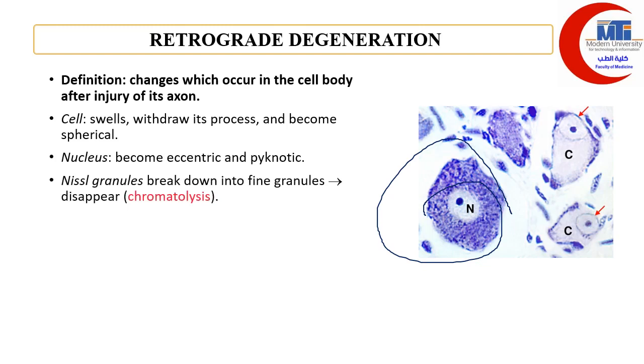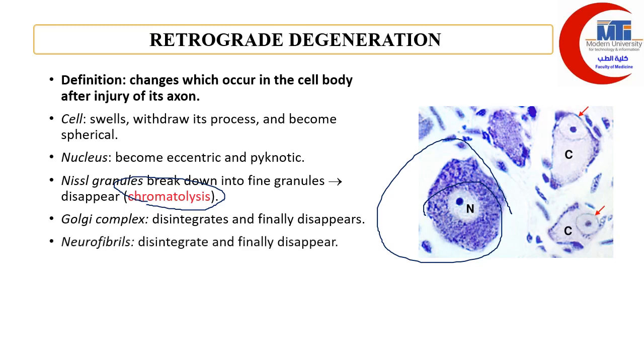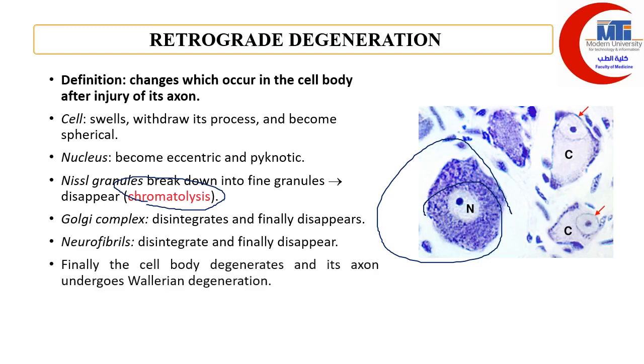This is called chromatolysis. What is meant by chromatolysis? The Nissl granules break down into fine granules, and finally disappear. The Golgi apparatus also disintegrates and finally disappears. Neurofibrils disintegrate and finally disappear. Finally, the cell body degenerates and its axon undergoes what is called Wallerian degeneration.